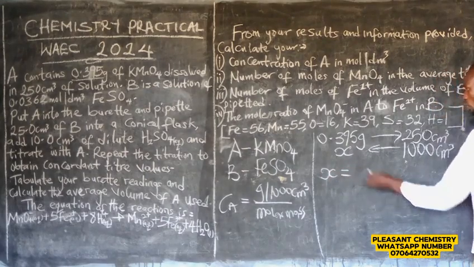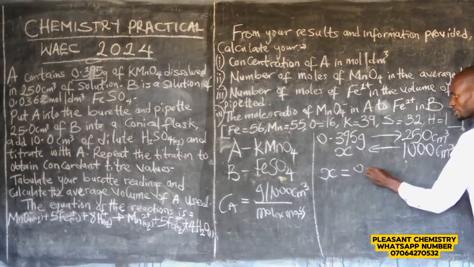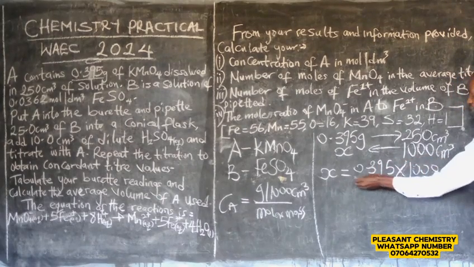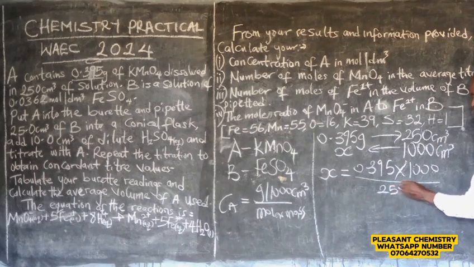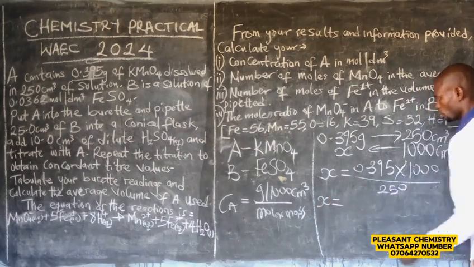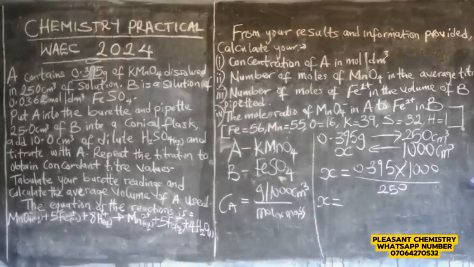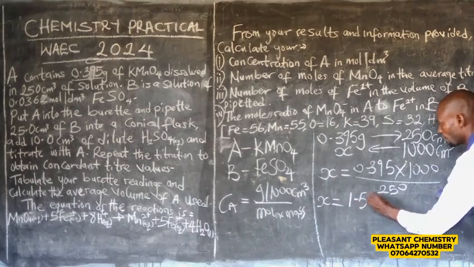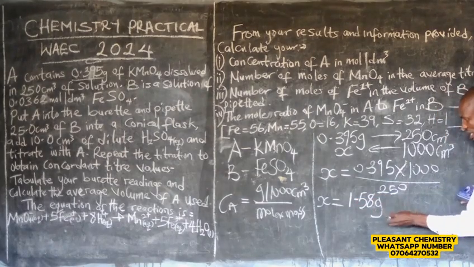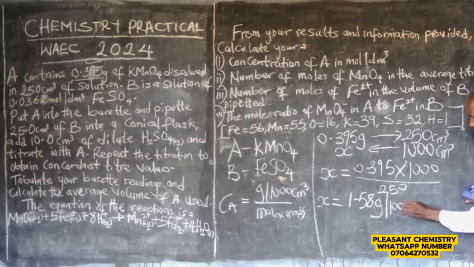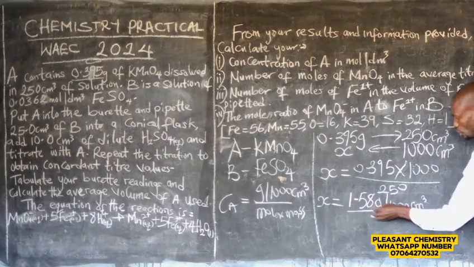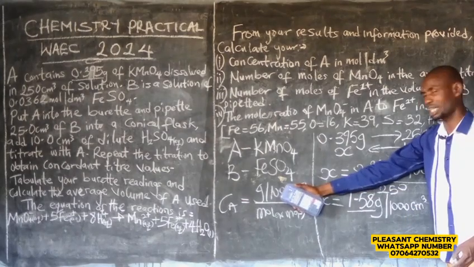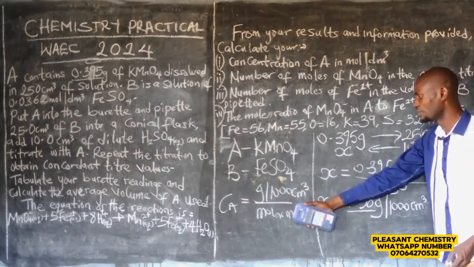So X is equal to, if you cross multiply, 0.395 multiplied by 1000 divided by 250. Class, talk to me. It's going to give us what? Our mass concentration now is 1.58. Remember, it is now gram per dm cube, or gram per 1000 centimeter cube. This is not our destination. This is not where we are going. But we firstly solve the first aspect of it, which is our mass concentration divided by the molar mass.